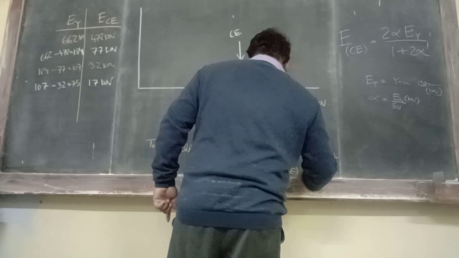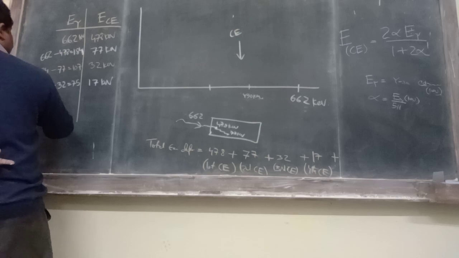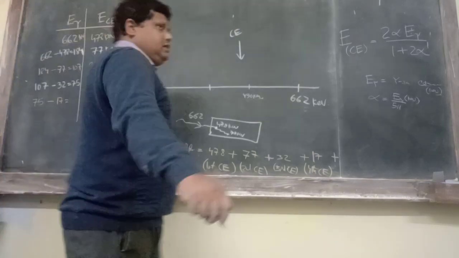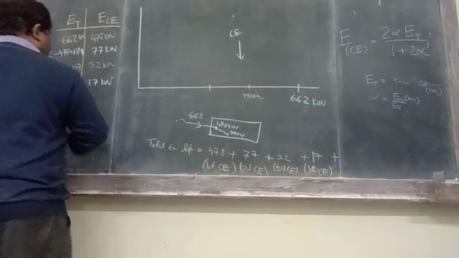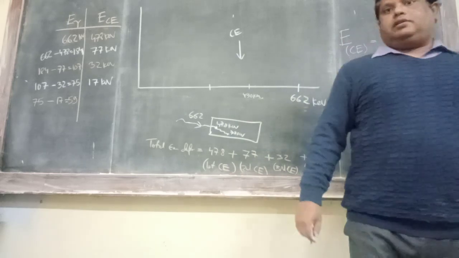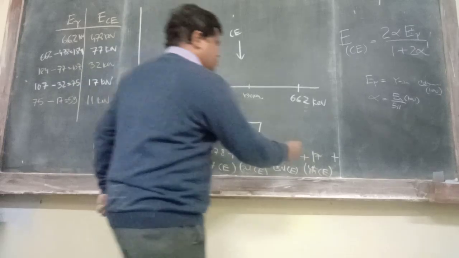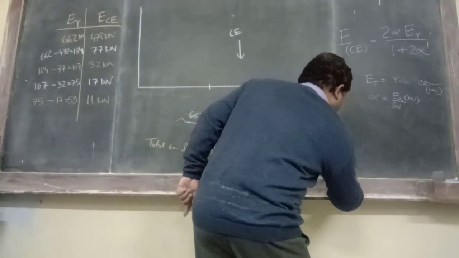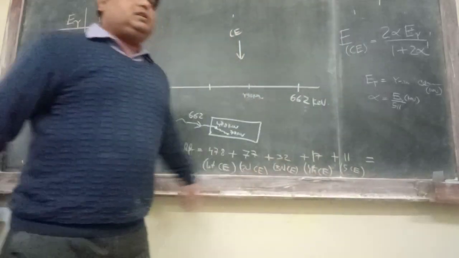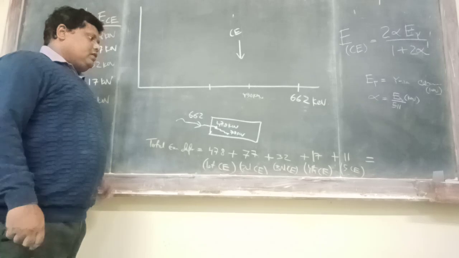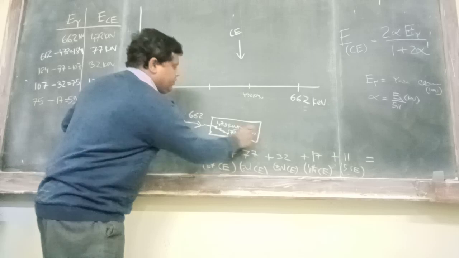This is the fourth. Next, we will do 75 minus 17. How much is this? 59. How much is the corresponding Compton Edge? 11. So this is 11 after fifth Compton scattering. So let me add this up. How much is this? So after 5 successive Compton scatterings, so this is 1, 2, 3, 4, 5.